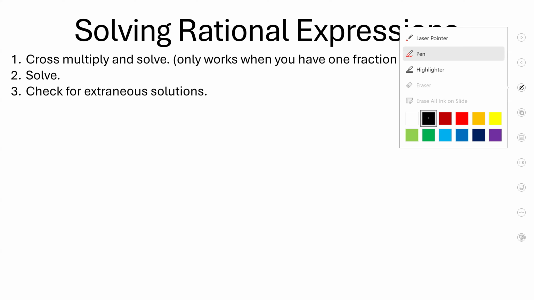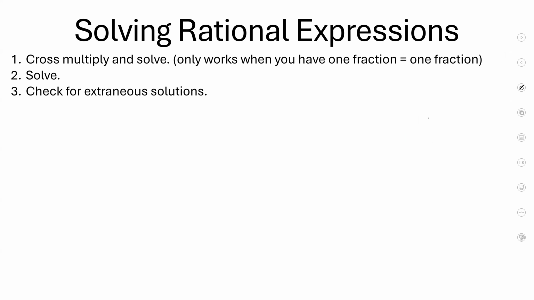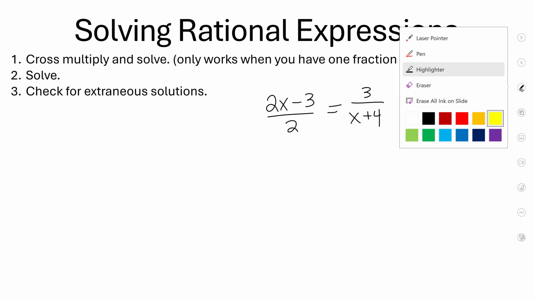Today we're going to be solving rational expressions. So I'm going to do this one for you. 2x minus 3 divided by 2 equals 3 over x plus 4. Now, if you look at my steps here, the very first step is to what? Cross multiply. Now, guys, what I have in parentheses is very important.